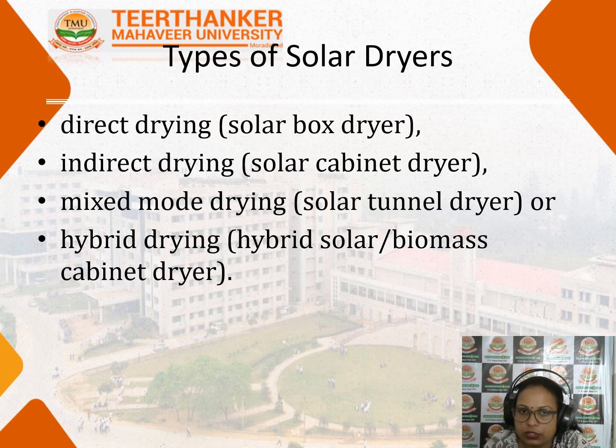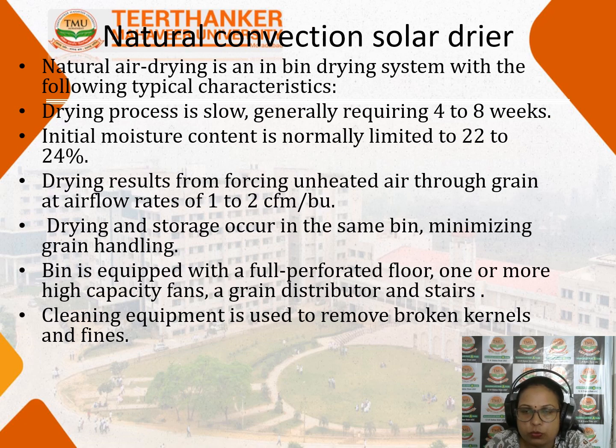Now there are three types of solar dryers: direct drying in the solar box dryer, indirect drying in the solar cabinet dryer, mixed mode type of drying, that is the solar tunnel dryer, and the last is the hybrid drying, done by the hybrid solar or the biomass cabinet dryers. Now these are the four split categories. Actually, there are only two broad categories.